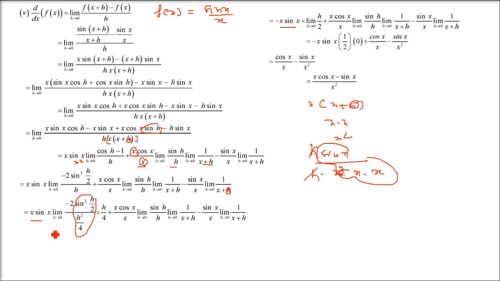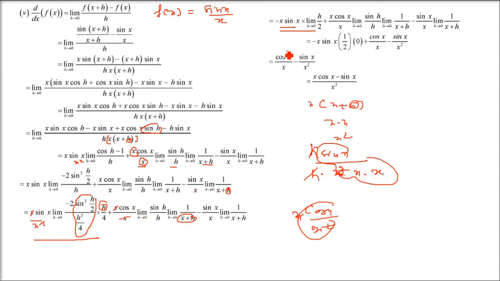The x sin x has x square in the denominator, but you don't have to worry about that, because h is already there. This whole term is going to be 0. What about this x cos x by x? x gets cancelled, you get only cos x. And sin h by h as h tends to 0 is going to be 1, and 1 by x plus h is 0, so x will come.